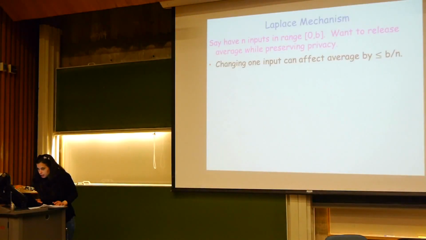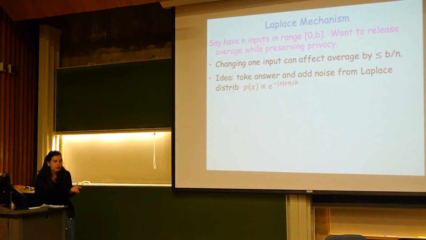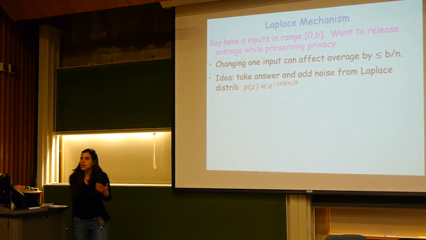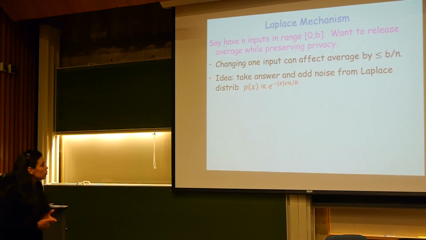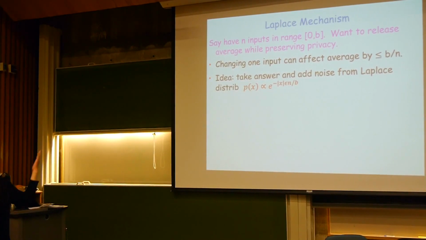As I mentioned, it turns out that we can preserve differential privacy for many of the computations that we care about, including machine learning computations. And the idea was just to add some noise. So for example, for computing the average, let's assume that we have an input in the range 0 to b. B is an upper bound, for example here it will be 100 in this course.